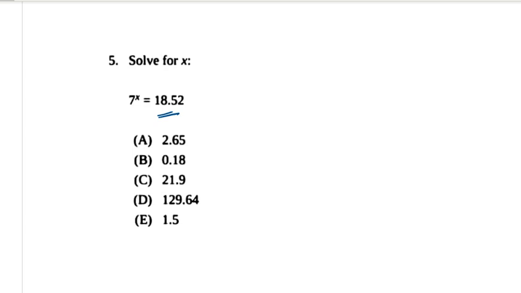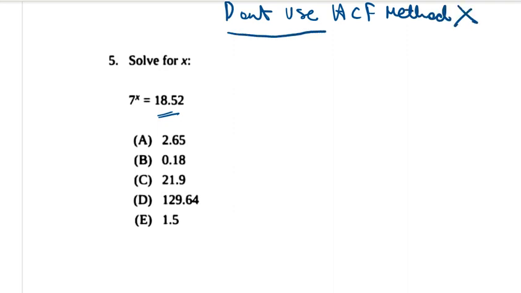Make sure, mind you, don't use the HCF method. You're going to be stuck in the exam hall. Don't use the HCF method here. Not allowed. Don't use it, otherwise you will not be able to solve the question.